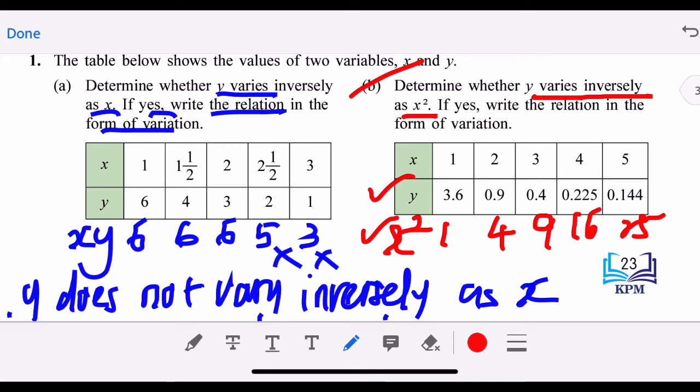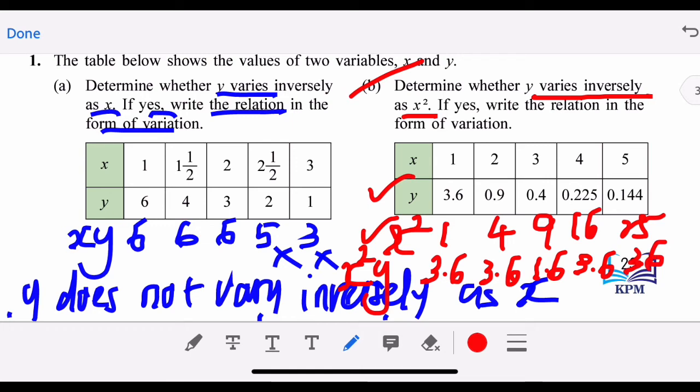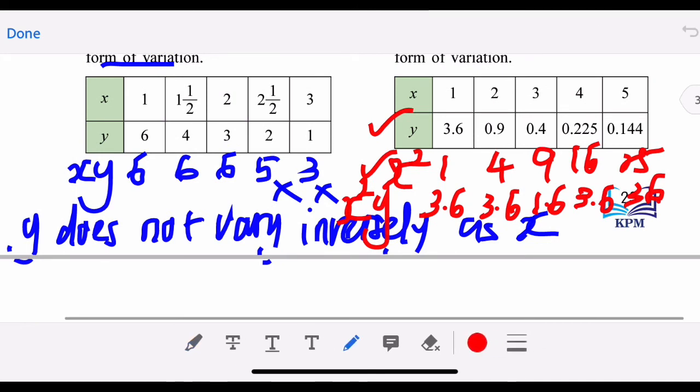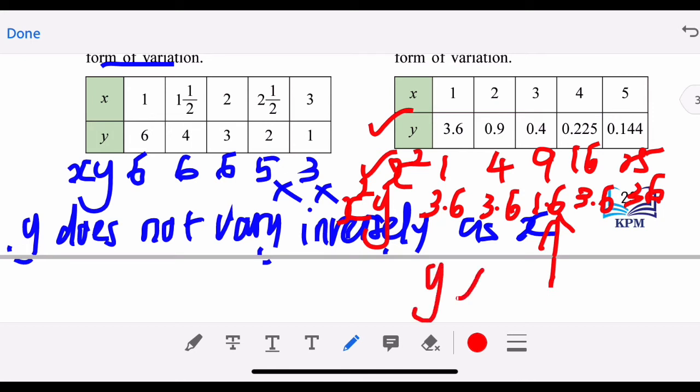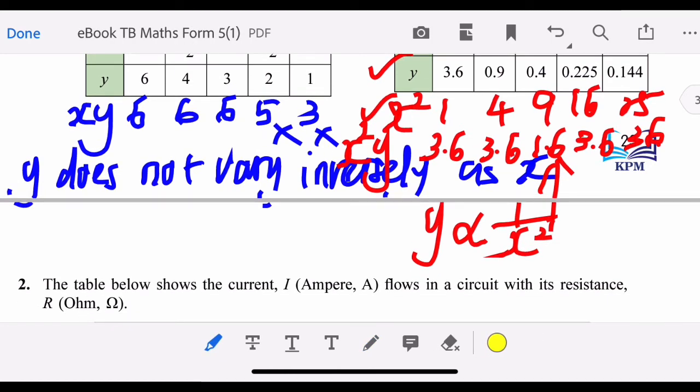So we try to write the answer here. x squared times y. So this is 3.6. This is 3.6. This is 3.6. This one also 3.6, right? So that means for this one, y varies inversely as 1 over x squared. Okay, so we can actually write the relationship between x and y.